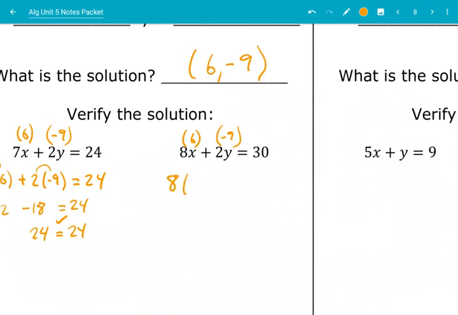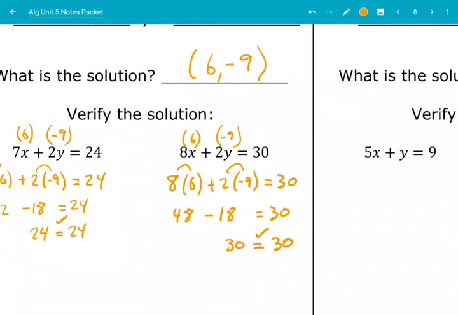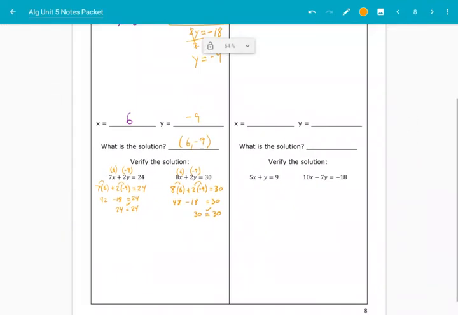Over here we have 8 times 6 plus 2 times minus 9 equals 30. This is 48. This is minus 18. And that is correct as well. There we go. All right, let's do one more.